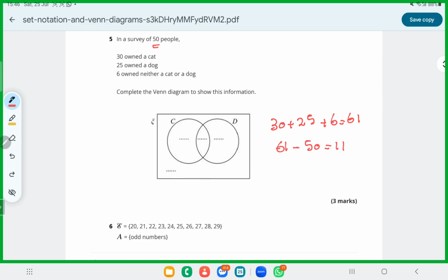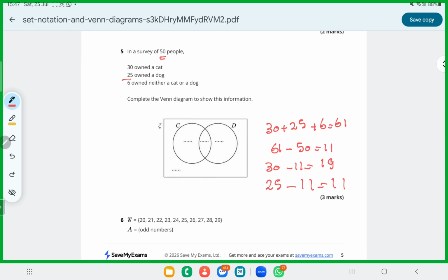Now I want to find the number of people who owned a cat only by subtracting the number of people who owned a cat and a dog from the number of people who owned a cat. Right? So I'm going to make 30 minus 11, which is 19. Now if I want to find the number who owned a dog only, I will subtract the number of people who owned a cat and dog from the number of people who owned a dog, which is 25 minus 11, which is going to be 14.